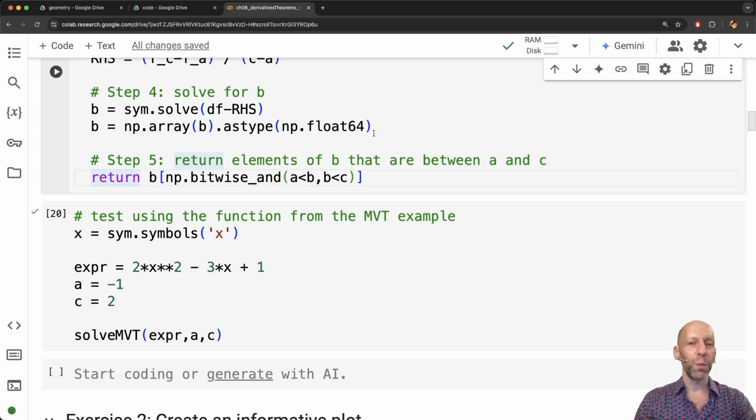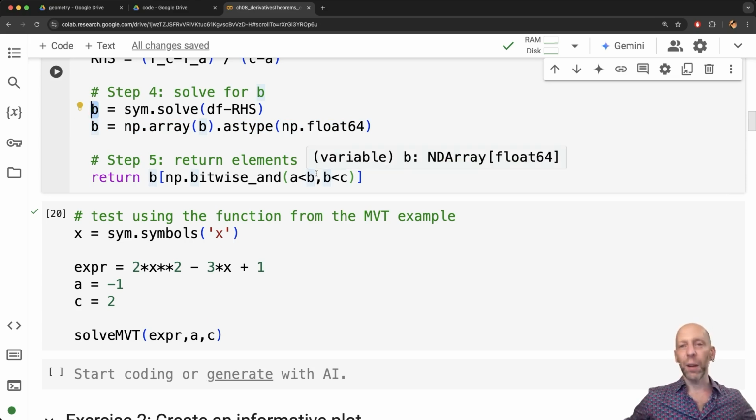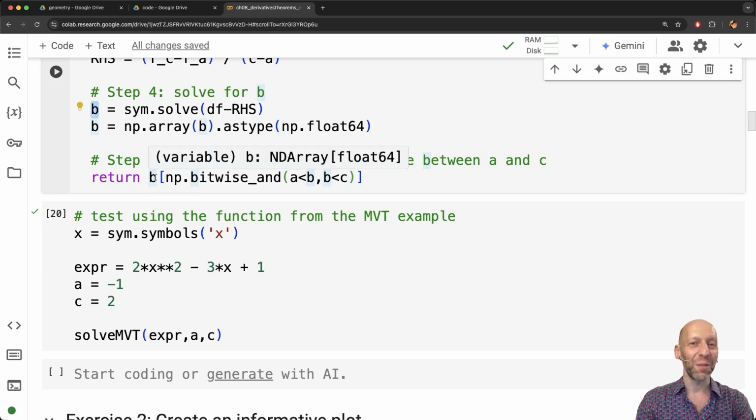There are actually multiple ways you could have implemented this. So if your solution looks a bit different, then that's great. Maybe you have a little for loop over here that loops over all the elements in B and identifies individual elements that are either outside the interval or within the interval. Any way you choose to solve this is fine.